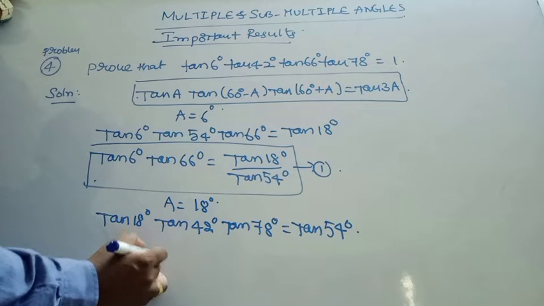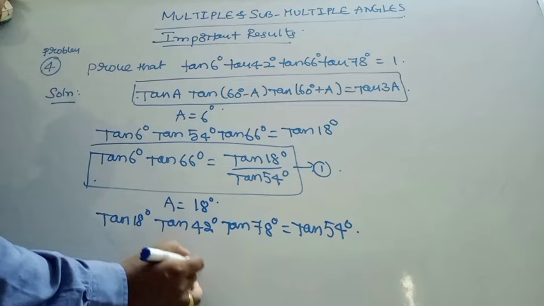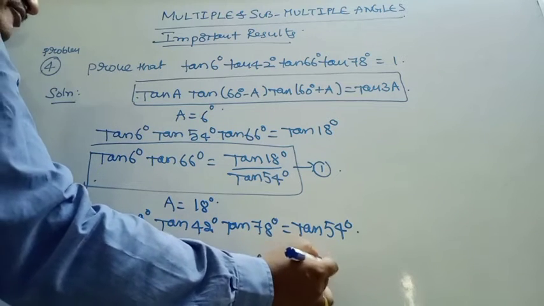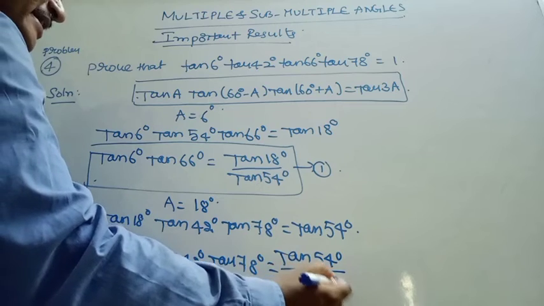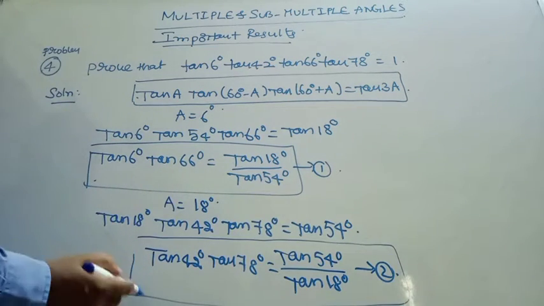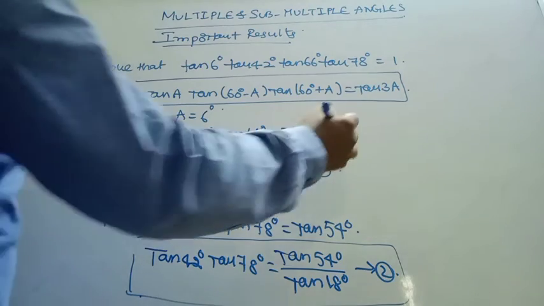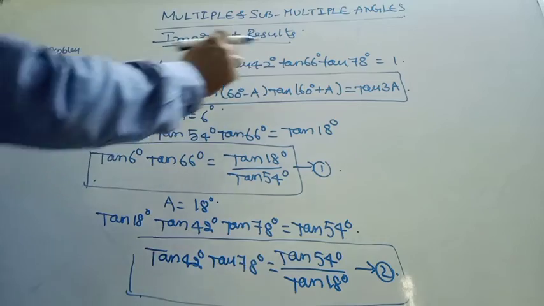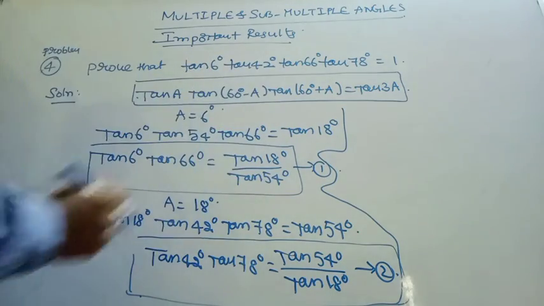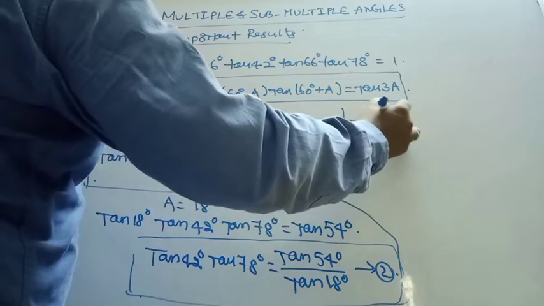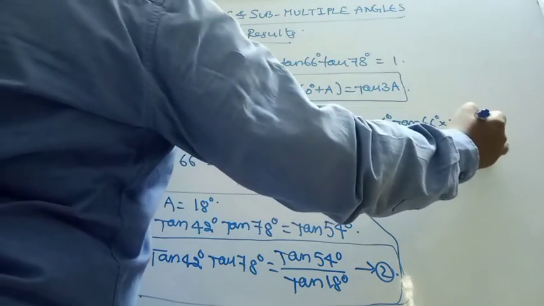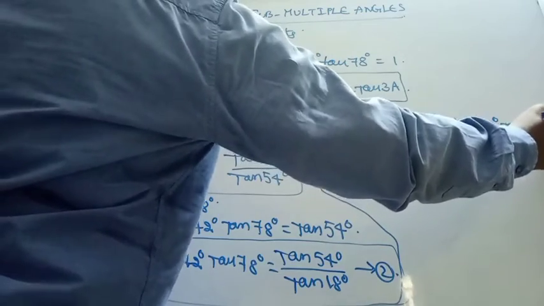Now, my dear students, tan 42 degrees, tan 78 degrees we will subject. This is equal to tan 54 degrees divided by tan 18 degrees. You call it equation number 2, right? Now our problem is actually tan 6 degrees into tan 42 into tan 66. I am writing here: tan 6 degrees into tan 66 degrees, into tan 42 into tan 78 degrees, like this.